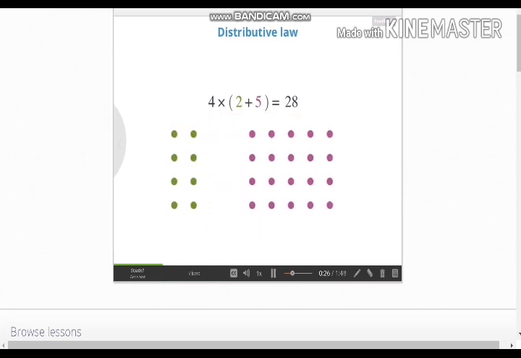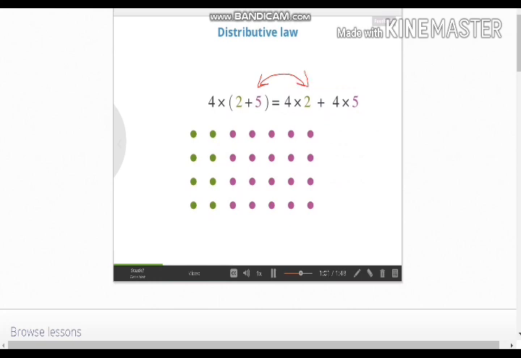Now let's look at the green and purple dots separately. Here we have 4 groups, each with 2 green dots, so we have 4 times 2 green dots. And over here we have 4 groups, each with 5 purple dots, so we have 4 times 5 purple dots. That means the total number of dots here is 4 times 2 plus 4 times 5. And so we've just shown that 4 times 2 plus 5, where 2 plus 5 is in parentheses, is equal to 4 times 2 plus 4 times 5.